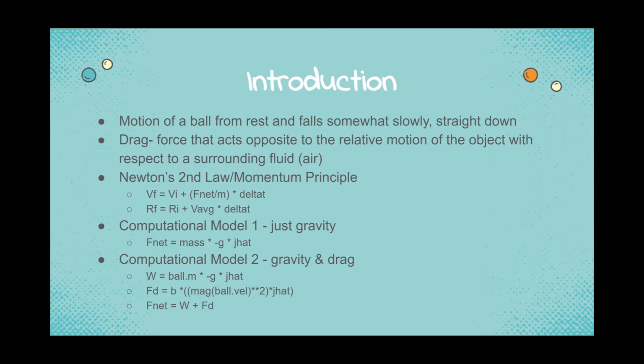Then I created the first computational model, which just included gravity. So the net force is just the weight, which is mass times gravity negative times j hat. And the second one included gravity and drag. So the F net equals the weight plus the force of drag, weight staying the same, but the force of drag being b, a constant, times the magnitude of the ball's velocity squared times j hat.